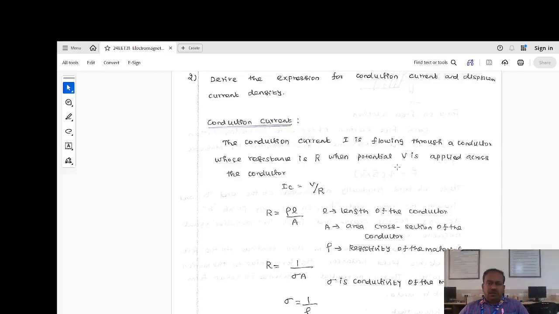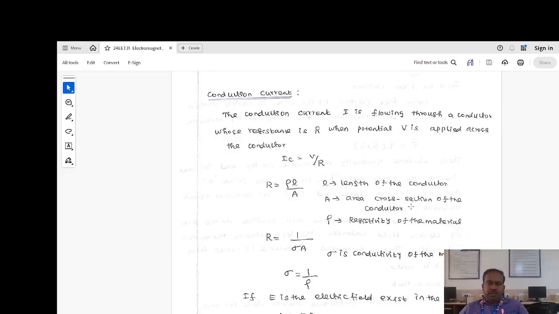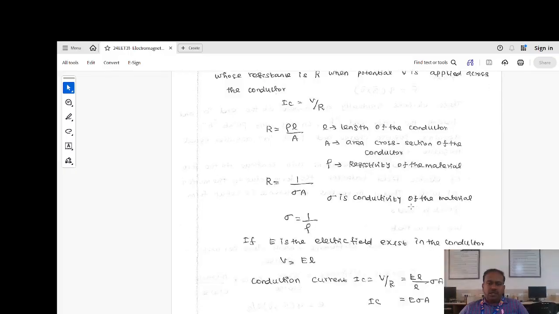We know that R equals rho L by A, where L is the length of the conductor, A is the cross section of the conductor, and rho is the resistivity of the particular material. In another form, R equals 1 by sigma A, where sigma is the conductivity of the material. Sigma is also represented as 1 by rho. If E is the electric field existing in the conductor, V equals E into L.